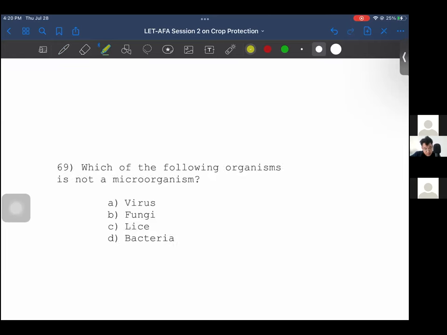Which of the following organisms is not a microorganism? Again, kanina, discussed ko to before we start that we need to study for plant pathology, virus, fungi, and bacteria. Thus, ang hindi microorganism dito ay lice. Una-una sa lahat, when we say microorganism, this cannot be seen by the naked eye, which means you cannot see this without the aid of any microscope or zooming in photography, yung mga ganun. So, kapag nakikita ng iyong naked eye, hindi siya microorganism. And lice, you can see that. Thus, it is not a microorganism.